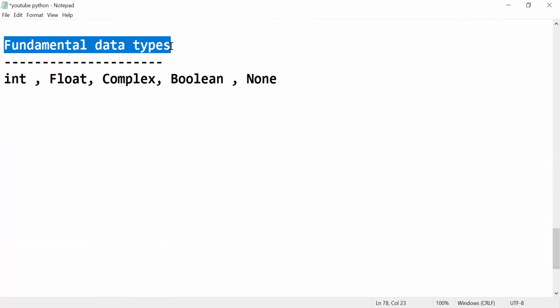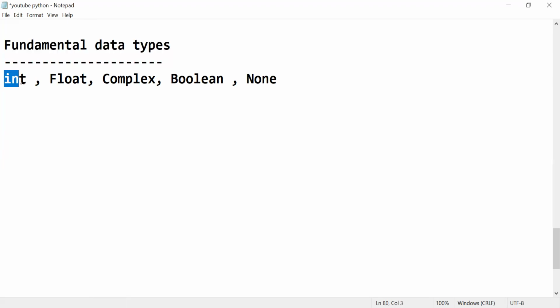I hope yesterday I told you about fundamental data types, where memory is used to reserve only one value. In fundamental data types, we have int data type, float data type, complex data type, boolean data type, and none data type, guys. Step by step, I will now explain what int data type is.